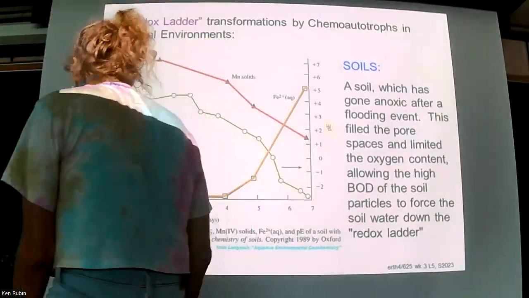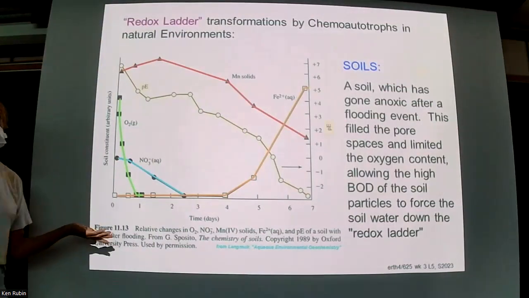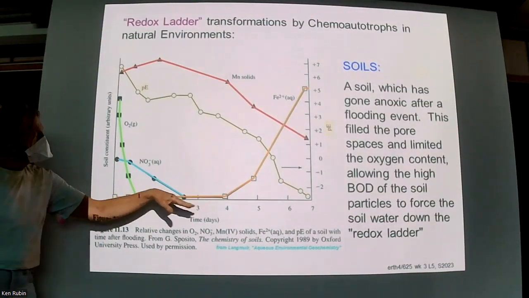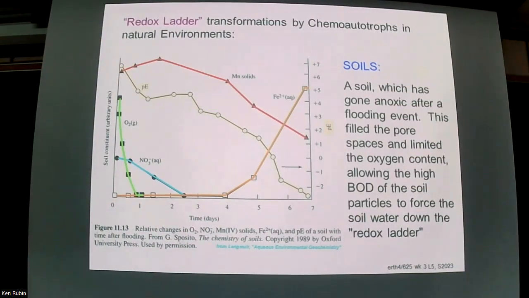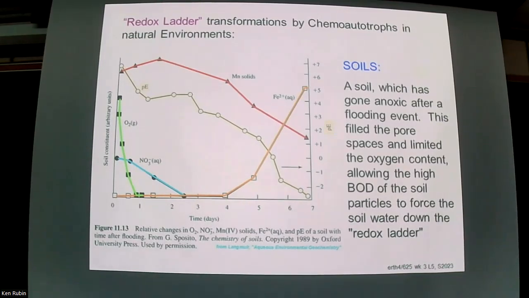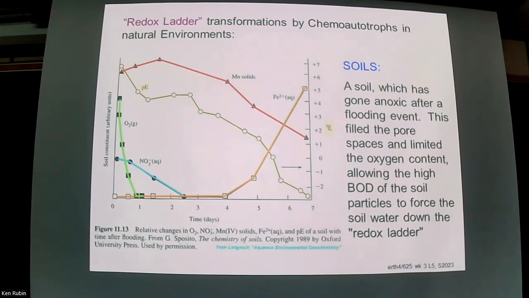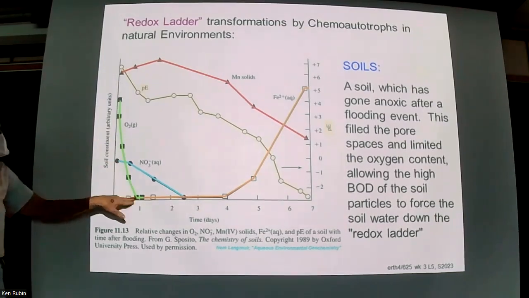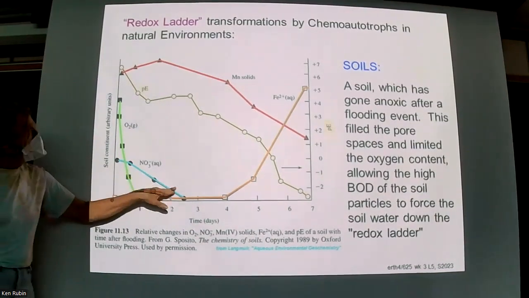Here's another example. This is a soil that's being saturated. This is time in days, right? So you saturate the soil, and it's organic rich. We're not able to exchange with the atmosphere, so the water is oxygen limited. And you can see that within a day, the oxygen goes down. Within a couple of days, the nitrate goes down.